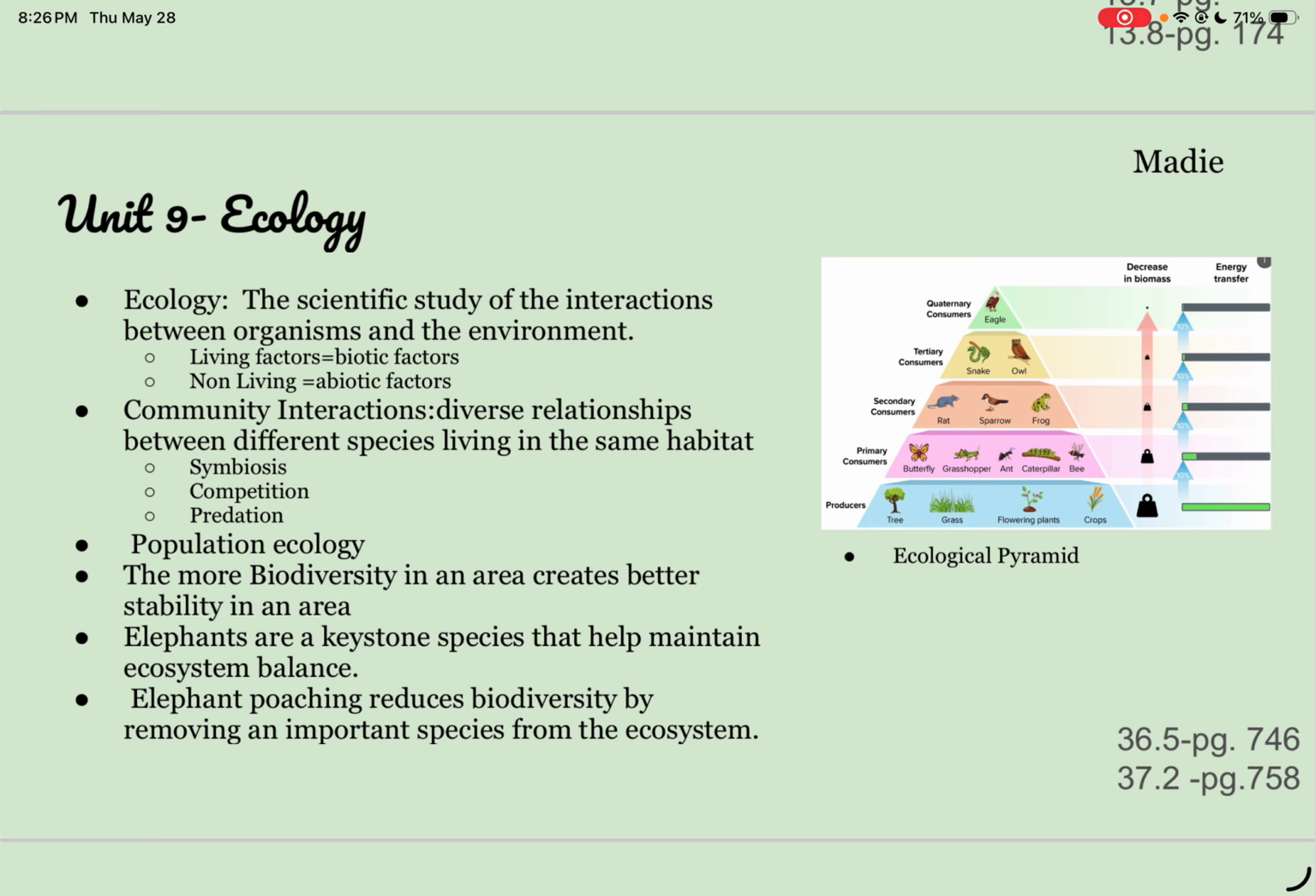Some other key ideas were population ecology. More biodiversity in an area creates better stability in that area. If you do not have a lot of genetic variation or different species in an area, the environment will not thrive. The connection to elephants is that elephants are keystone species that help maintain the ecosystem balance. Elephant poaching reduces biodiversity by removing an important species from the ecosystem.